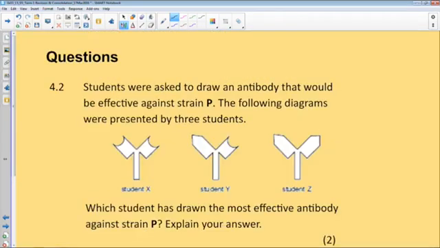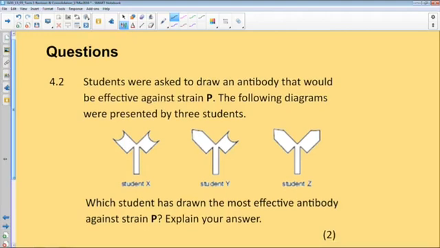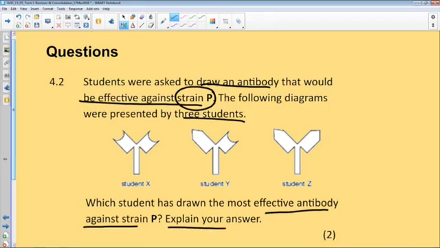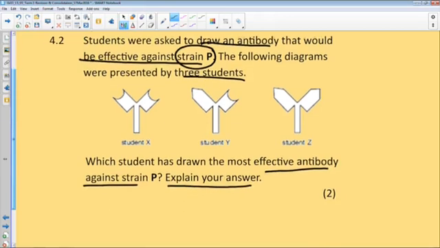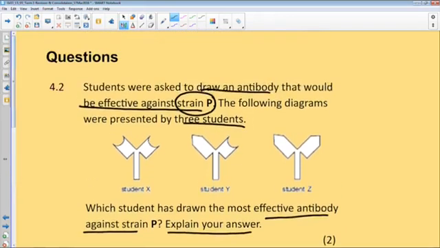So guys, let's look at some more questions related to immunity. Students were asked to draw an antibody that would be effective against strain P. The following diagrams were presented by 3 students. Which student has drawn the most effective antibody against strain P? Explain your answer.